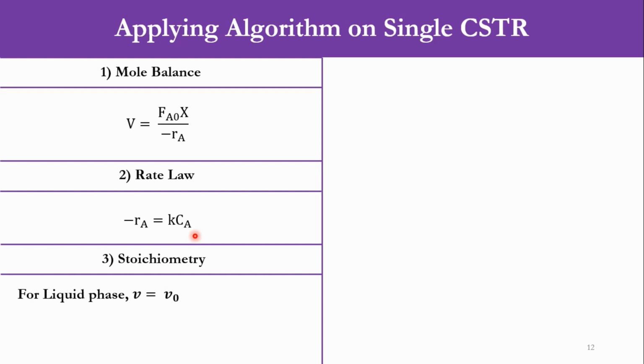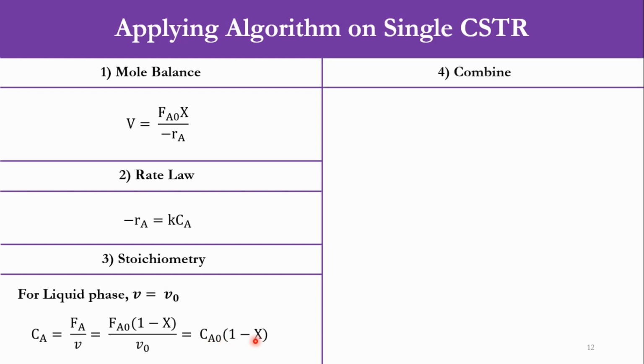For stoichiometry, for a liquid phase system, V is equal to V naught. Accordingly, Ca is equal to Fa over V. C is the concentration, F is the molar flow rate, V is the volumetric flow rate. Fa is equal to Fa naught into 1 minus x, V is equal to V naught, and Fa naught over V naught goes to Ca naught into 1 minus x. Once we combine these, this equation becomes V is equal to V naught Ca naught into x, where minus Ra is replaced by kCa, and Ca is replaced by Ca naught into 1 minus x.